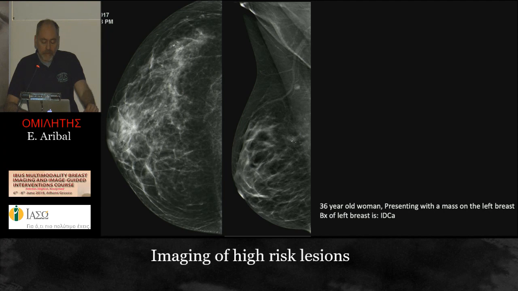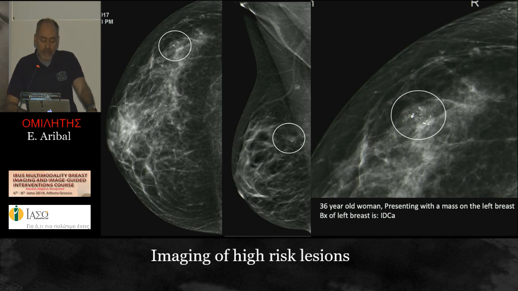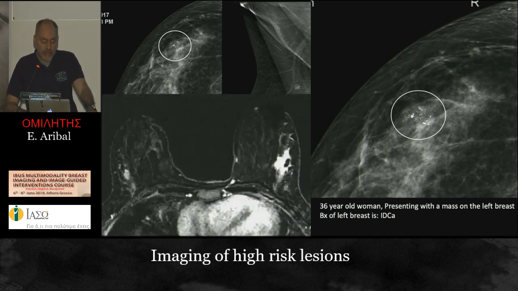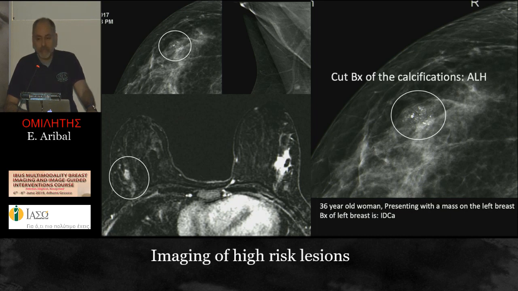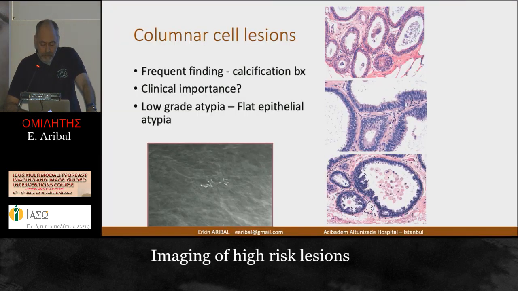Here is another 35-year-old woman who presented with ductal cancer on the left breast, but she had these calcifications on the right breast. Here is the magnified view. It's a cluster of calcifications, and the biopsy result was an atypical lobular hyperplasia. So would you excise it? If you remove all the calcifications, maybe you can stay, but she has breast cancer on the other breast, so it's very dangerous, so excision would be a good decision.